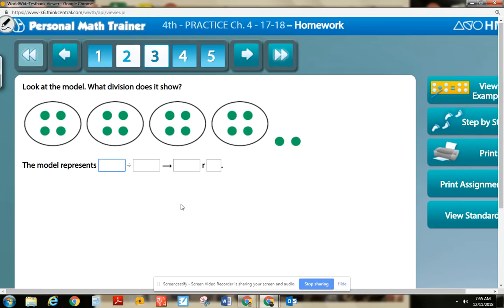3. All right, so we got to look at this model, and you have to write the equations. So don't forget, in the division equation, the total number goes first. So make sure that you tell me the total, tell me the number of groups, how many are in each group, and don't forget the remainder is how many left over. Okay, this is a problem that we should all get correct.